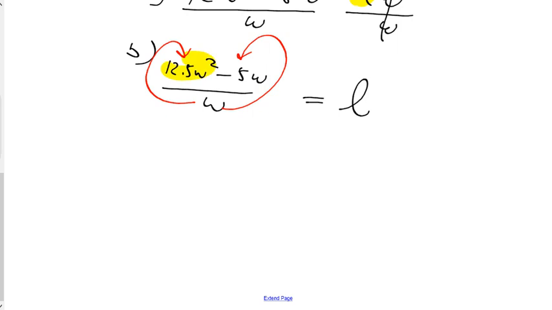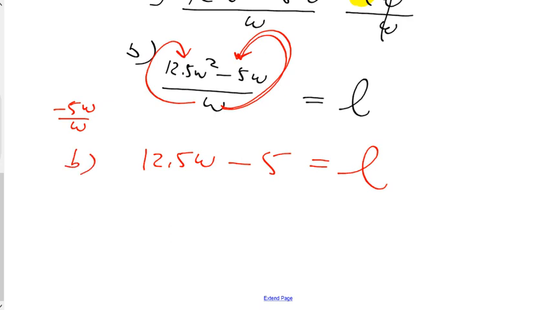What will 12.5 W squared divided by W become? If I divide 12.5 W squared by W, what will it become? Just 12.5 W. And if I divide negative 5 W by W, what would I get? Just negative 5. So therefore, for B, your solution for the formula for just the length will be 12.5 W minus 5. Does that make sense?